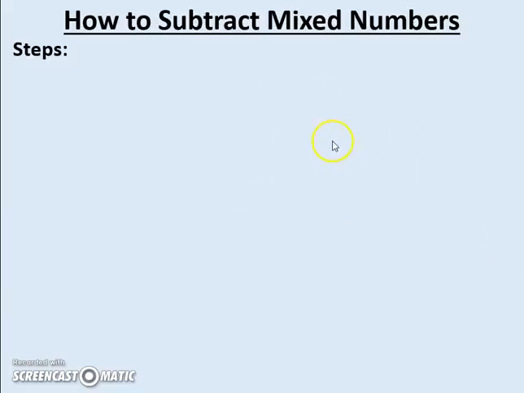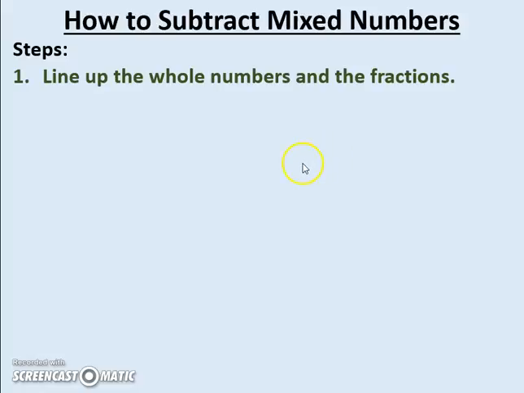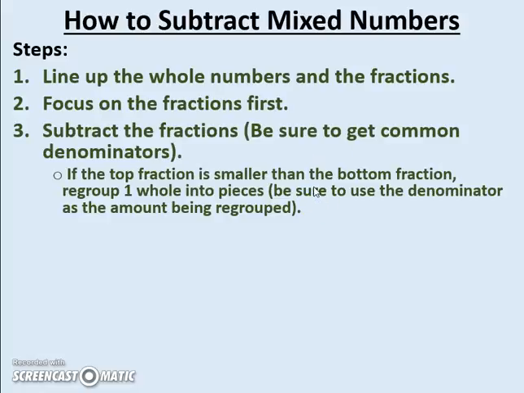Now let's transition to how to subtract mixed numbers. First, line up the whole numbers and the fractions. Focus on the fractions first. Subtract the fractions. Be sure to get common denominators. However, if the top fraction is smaller than the bottom fraction, regroup one whole into pieces. Be sure to use the denominator as the amount being regrouped.